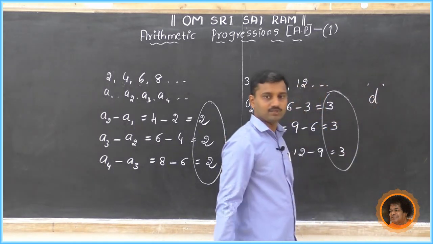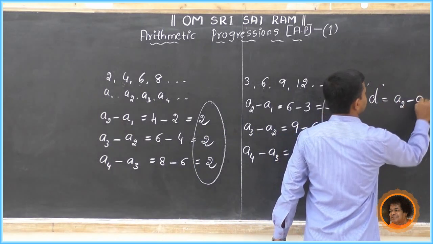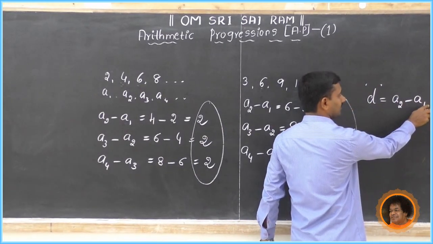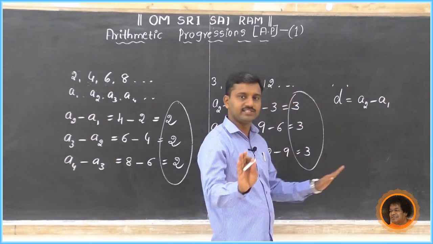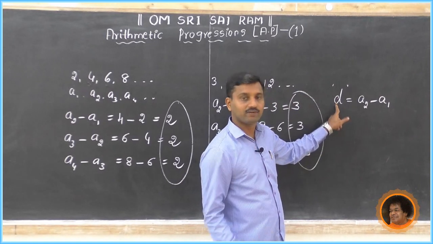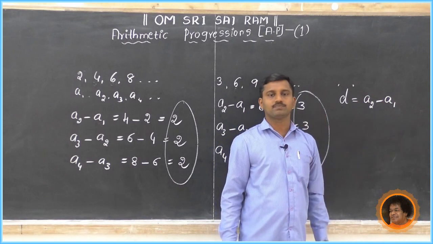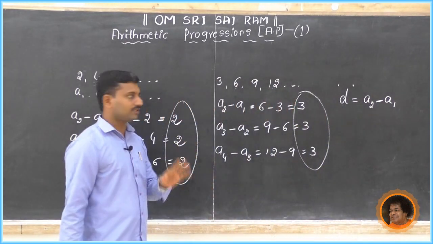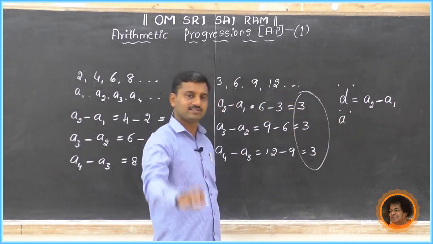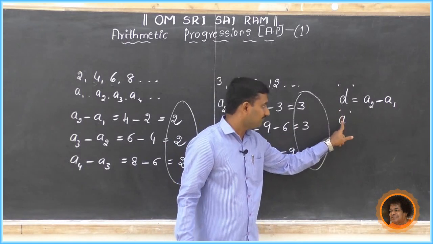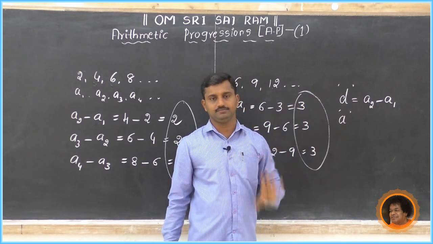D means difference. So how to find the difference? d equals A2 minus A1, second term minus first term, or A3 minus A2, or A4 minus A3, in general. So how to find the common difference? d equals A2 minus A1. And one more thing, in an AP, the first term is always denoted as A. First term, A1, is nothing but A. So the first term is always denoted as A, and the common difference is denoted as d.